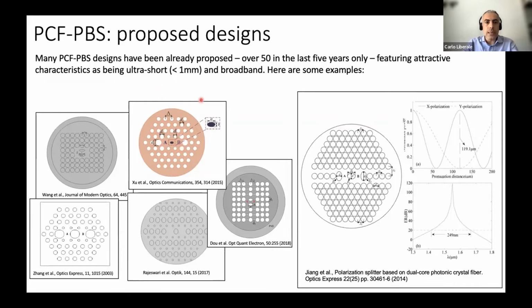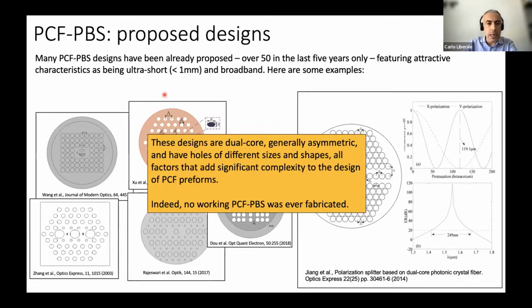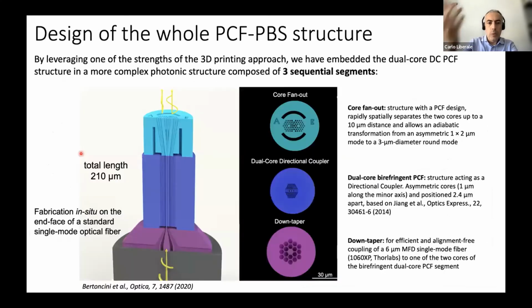The good thing of this design is that it can be less than a millimeter, while normal commercial systems are typically of the length of a centimeter or more. But again, the complexity of this structure, so typically holes of different size or different shape, elliptical holes, are all critical points for the traditional way to fabricate photonic crystal fiber. So no polarizing beam splitter based on photonic crystal fiber was ever fabricated. We presented for the first time a working device based on this, using this 3D printing method.